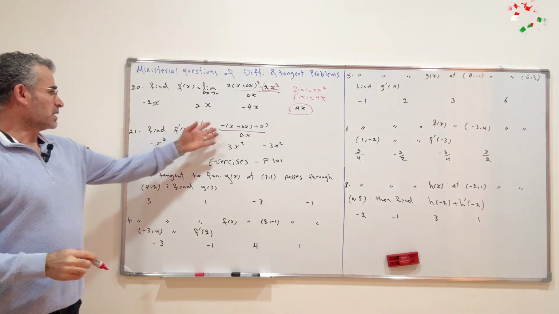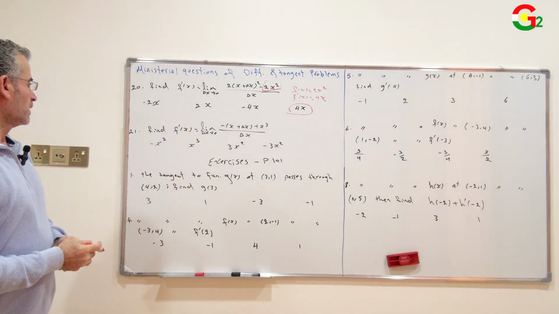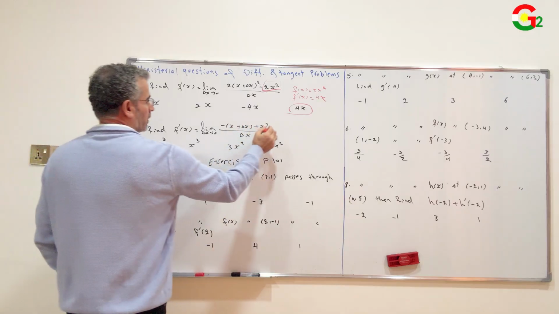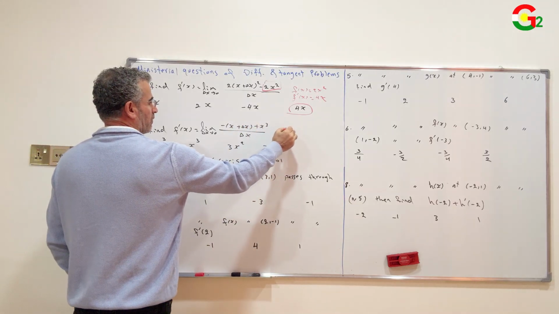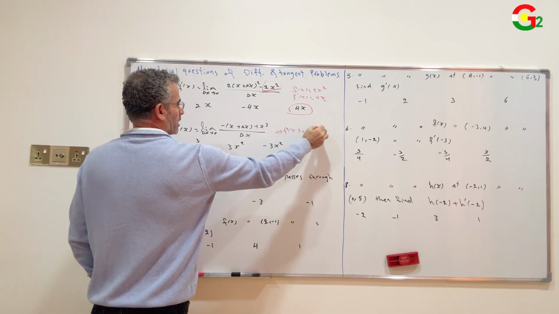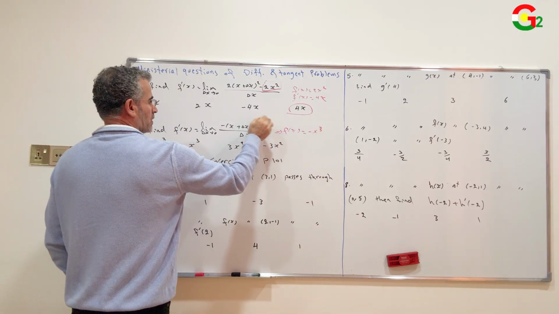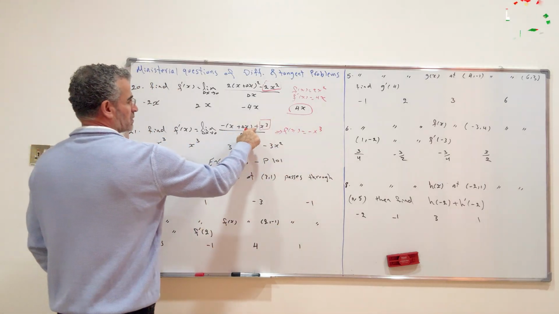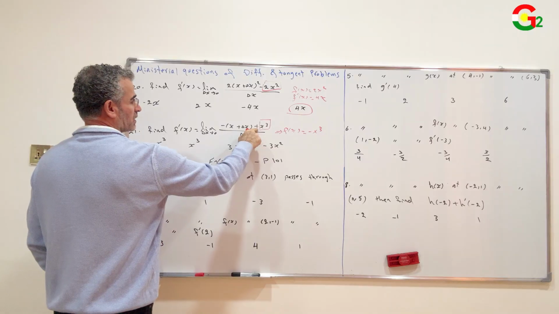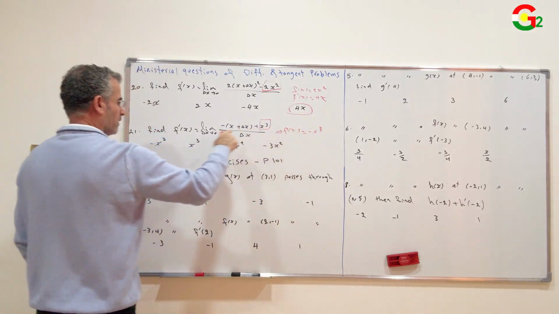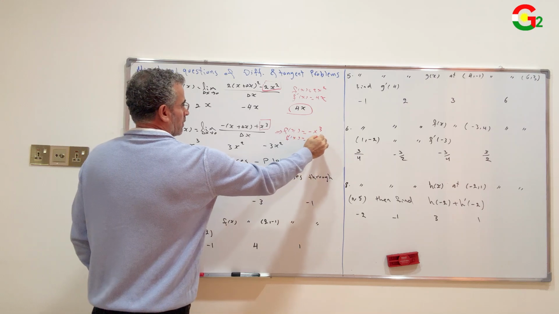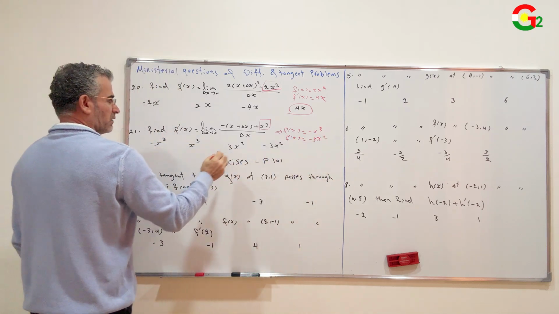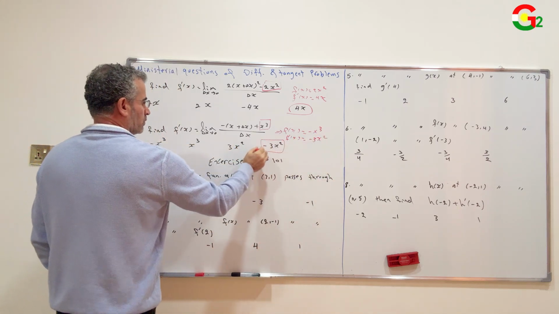Find f prime of x, where this limit equals this limit. From this limit, we can deduce that f of x is negative x to the power 3, this term here. But since the sign is positive, then the function is negative. If we differentiate this function, the answer is negative 3x to the power 2. Choice D.